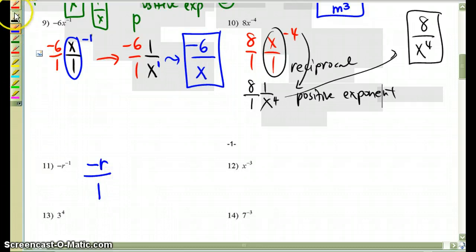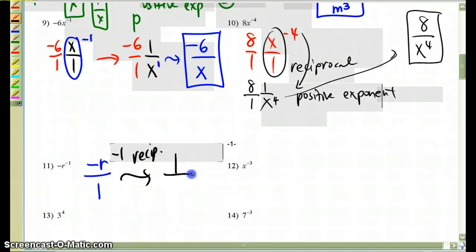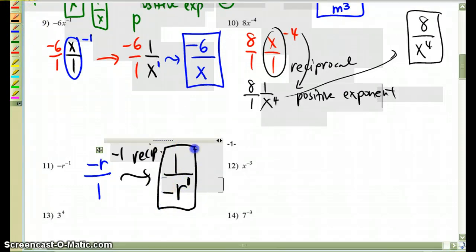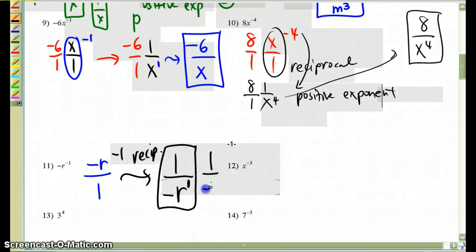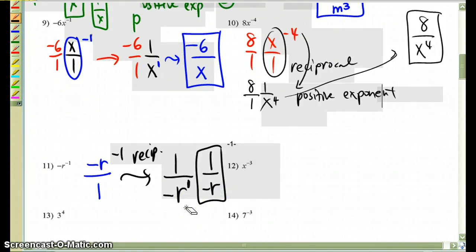I see that I have a negative 1 exponent, so I'm going to find the reciprocal. I'm going to take 1 over negative r, and then the negative 1 for the exponent now becomes a positive 1 next to the r, and that would be my final answer. I actually don't even need the negative next to the r. I'm just going to write negative 1 over r, and that's it. That would be even better.